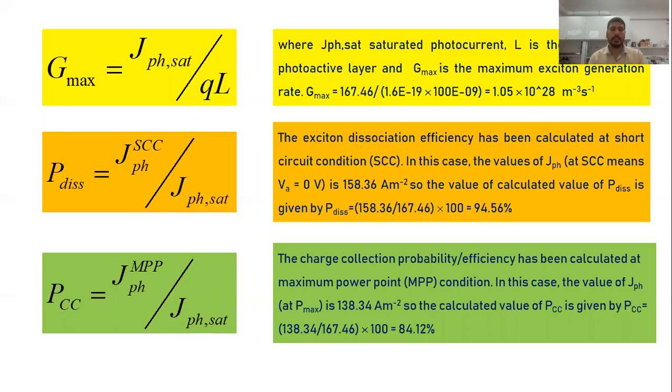But after dissociation, there is also a recombination mechanism which we need to understand. This recombination mechanism is a bimolecular recombination. So after dissociation, how much charge is collected towards the electrode? You can also calculate this with the help of this equation. In this case, you need the GPH at the maximum power point.